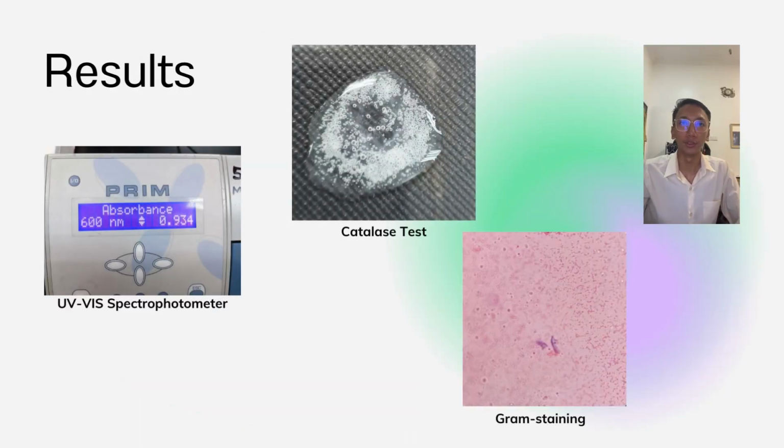UV spectrophotometer shows a value of 0.934, which indicates there is a significant amount of bacterial growth in the culture. Catalase test shows there are bubbles when the diluted inoculum was dropped with hydrogen peroxide, indicating the inoculum is Salmonella typhimurium. Lastly, gram staining shows rod-shaped bacteria, indicating that Salmonella typhimurium is present.